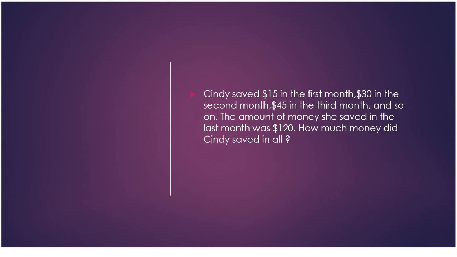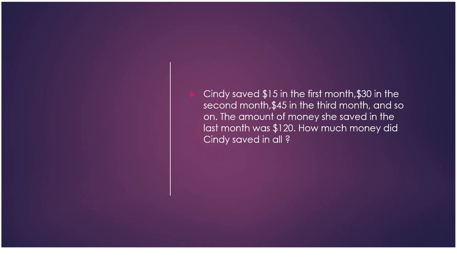Sydney saved $15 in the first month, $30 in the second month, $45 in the third month, and so on. The amount of money she saved in the last month was 120. How much money did Sydney save in all? Okay, let's read the question again to fully understand it before we start our solution.